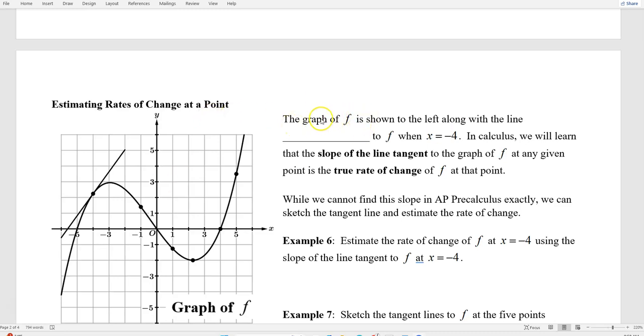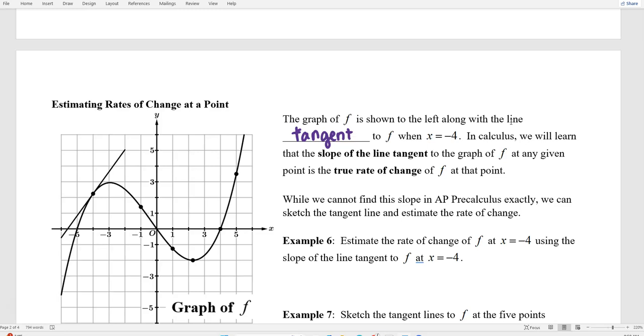The graph of f is shown to the left along with the line tangent to f. So Mr. Passwater really is not introducing tangent lines until right here, but I felt led to go ahead and give it to you a little bit early. So we've kind of already looked at this, right? It says little lines that just touch at one little point on the graph.